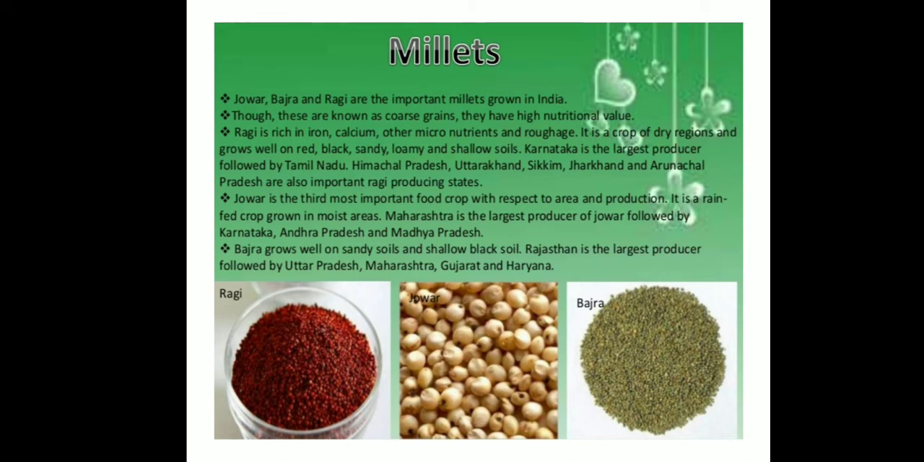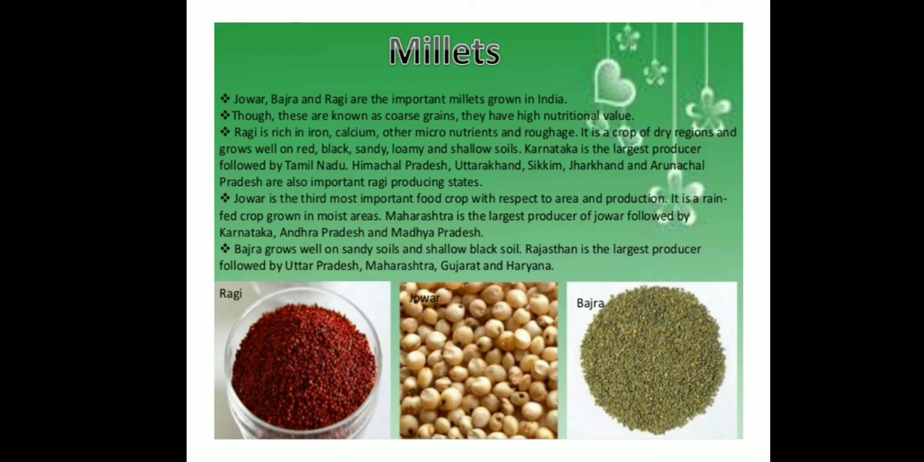Ragi is rich in iron, calcium, other micronutrients, and roughages. It is a crop of dry regions and grows well on red, black, sandy, loamy, and shallow soil. Karnataka is the largest producer, followed by Tamil Nadu, Himachal Pradesh, Uttarakhand, Sikkim, Jharkhand, and Arunachal Pradesh.